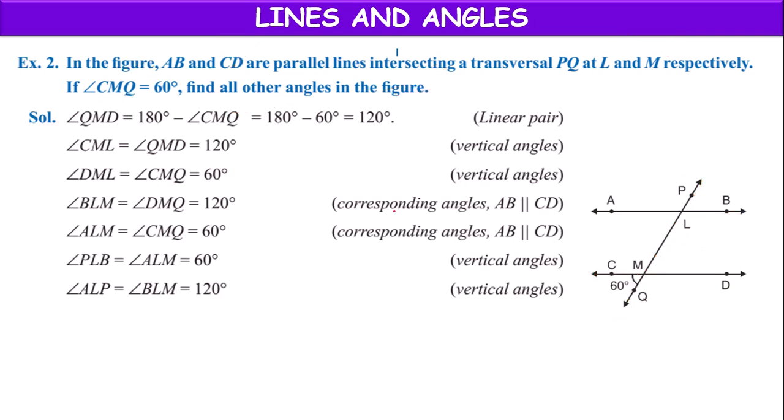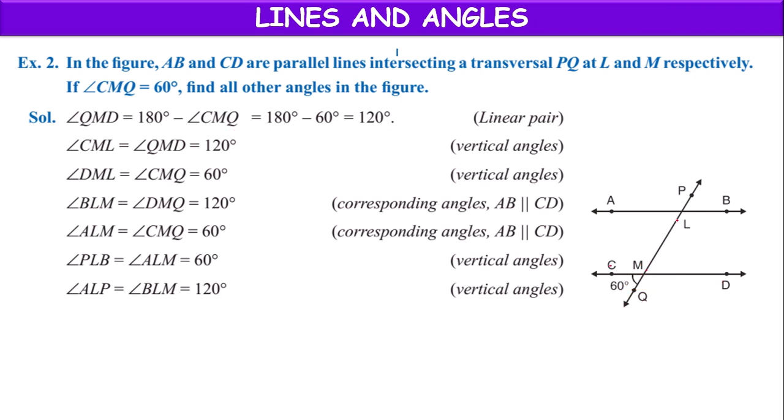If this angle is 60, then QMD, this angle. First, let us find this angle. These two angles will make a linear pair because they lie on the same straight line. So, they are supplementary angles. If CMQ is 60 degrees, then QMD equals 180 minus CMQ, 180 minus 60, 120 degrees, because linear pair.